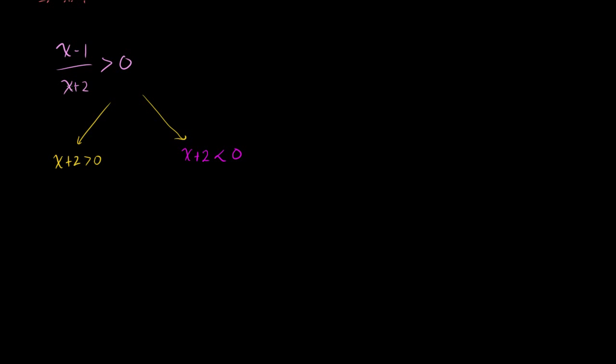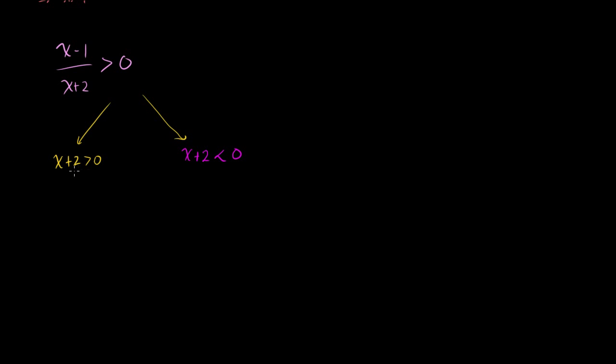These are the two possibilities for x plus 2. Actually, in no situation can x plus 2 equal 0. If x plus 2 were equal to 0, then this whole expression would be undefined, and that definitely won't be a situation that we want to deal with. So these are our two situations when we're multiplying both sides.